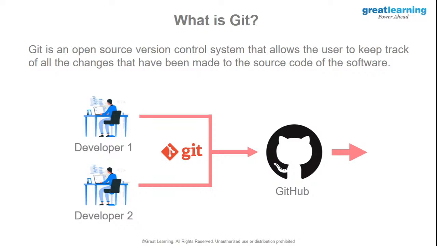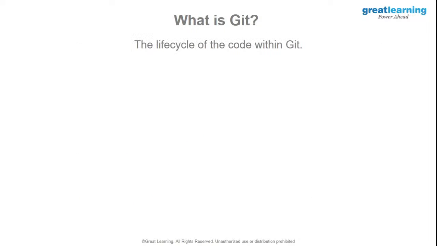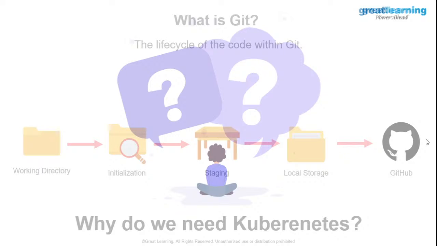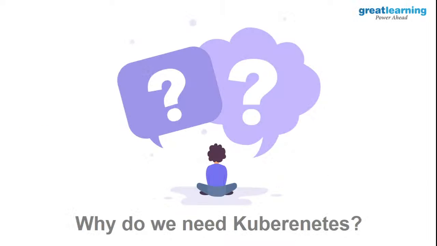I hope you guys know what Git is. All right, so this is basically the life cycle. If you guys remember, I've taught this many times in my previous sessions also. We have assigning a working directory, initializing the local directory, staging, then committing, and then storing on GitHub. All right, so now let's talk about why we need Kubernetes.